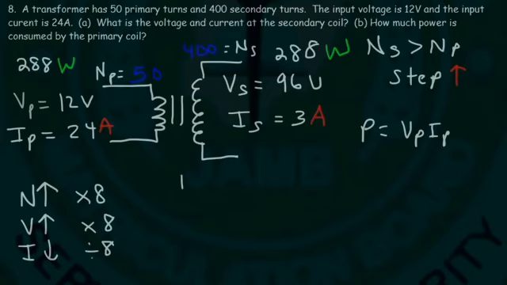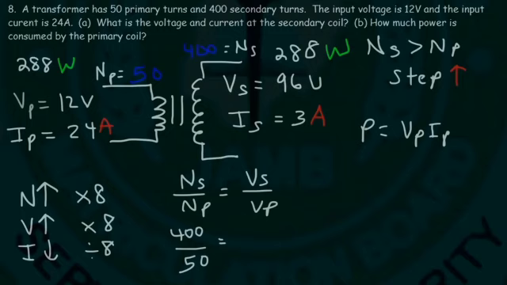Ns divided by Np is equal to Vs over Vp. So Np is 50, Ns is 400. Vp is 12, and let's solve for Vs. Let's cross multiply. So this is going to be 50 Vs is equal to 12 times 400. 12 times 400 is 4800. And to solve for Vs, divide by 50. 4800 divided by 50 is 96.